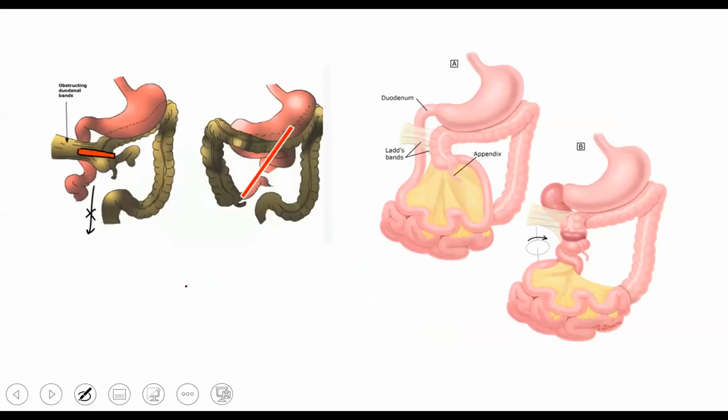In malrotation, what happened in malrotation? Malrotation is failure of the bowel to rotate 180 degrees. Okay, so what does that mean? If the bowel failed to complete the rotation, that means it stays at 90 degrees. So now the cecum is located at the right upper quadrant, failing to go down. So it's supposed to be here, it doesn't go down.